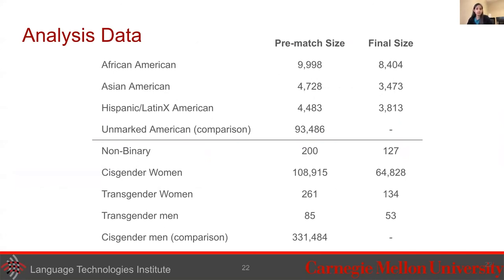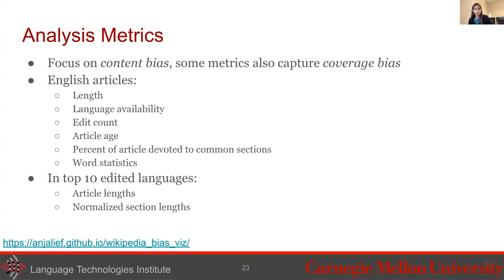Ultimately, we use this method to analyze articles about people of four different races and five different genders. In the paper, we provide more details on how we identified each subset of articles and why we focused on these particular races and genders. We computed a number of different analysis metrics over our data. I'm not going to go through all of them now, but we provide more details in the paper, and we also provide an online portal that contains the full suite of everything that we computed over the data.